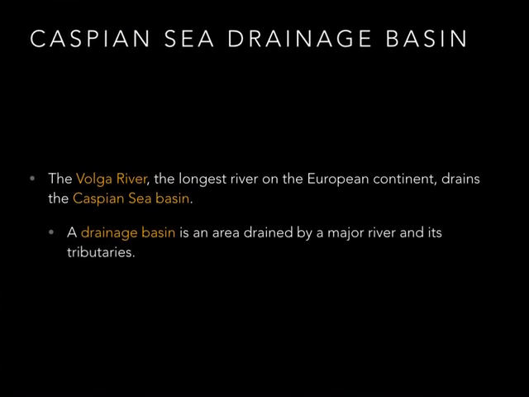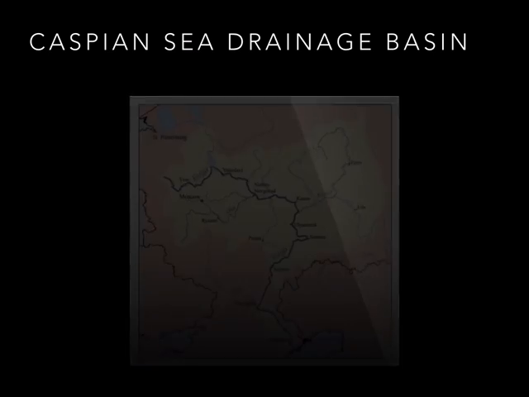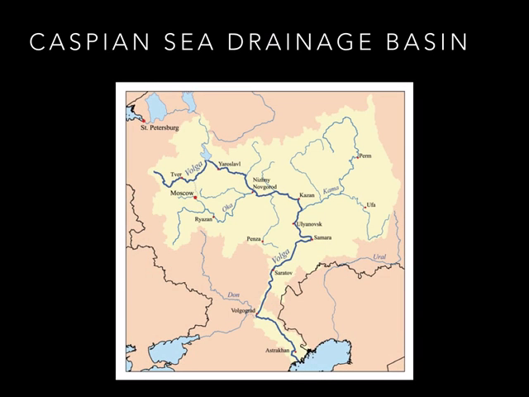Rivers and lakes. Caspian Sea drainage basin. The Volga River. This is the longest river on the European continent, and it drains what's known as the Caspian Sea basin. Remember that a drainage basin is an area drained by a major river and its tributaries. Here's the Volga River drainage basin, or the Caspian Sea drainage basin.